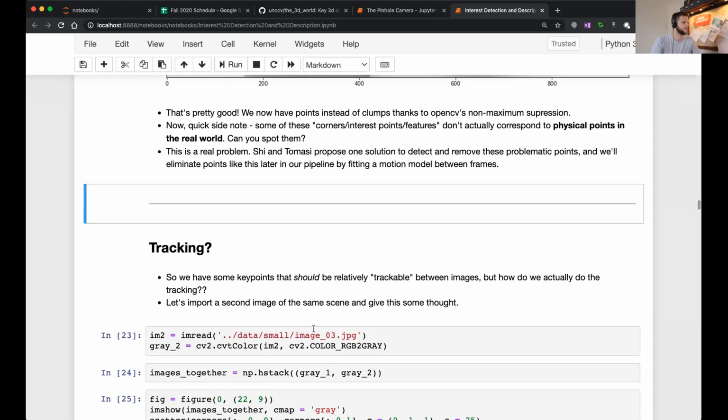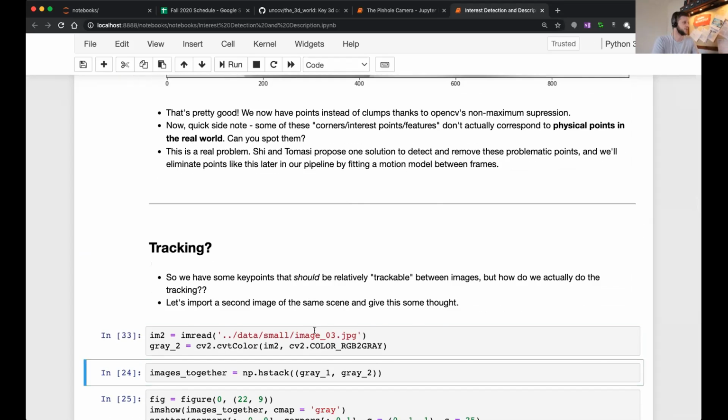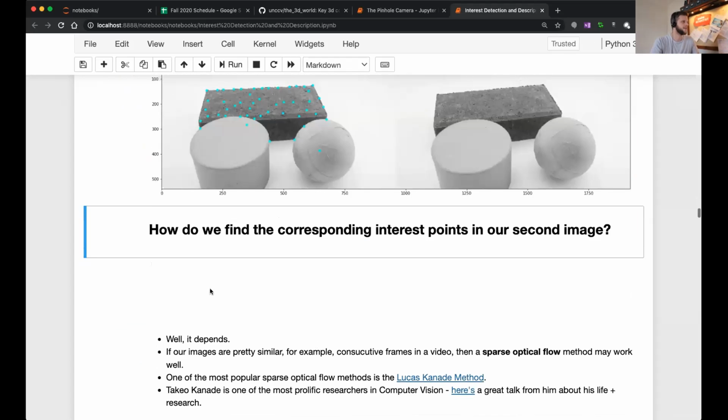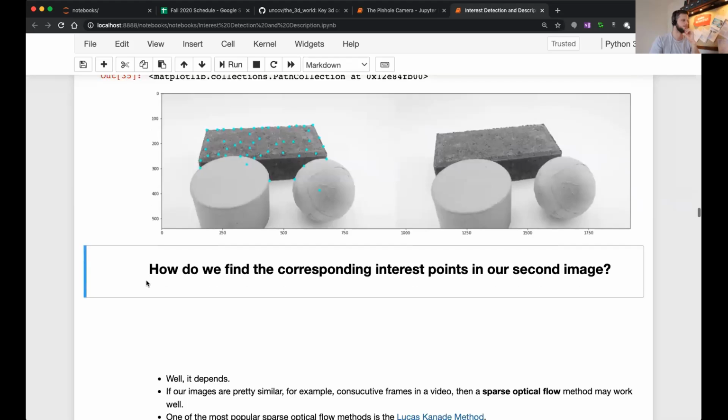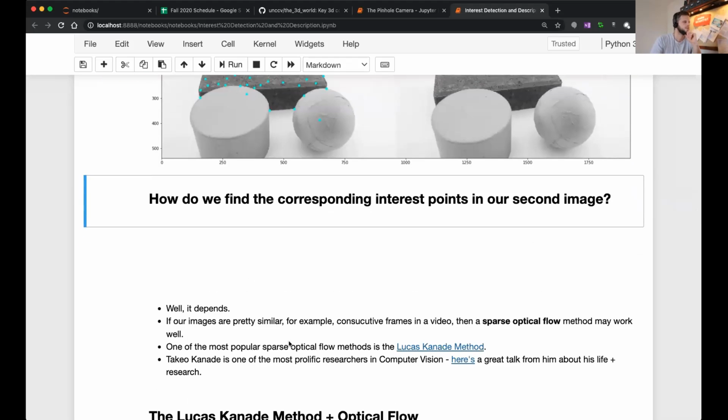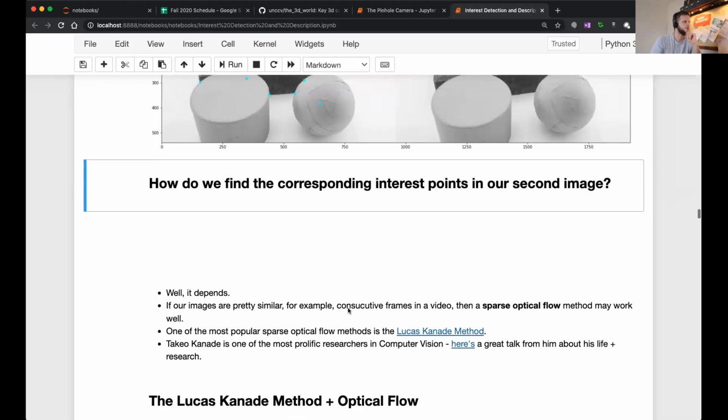Okay, so let's get into tracking. How can we track points from image to image? And again, the idea here is, hey, I've got some points, I found them. Now, can I find the same points in another image that's a little bit different? So notice this image, it's the same stuff, but it's from a different viewpoint, right? So can I track these points from image to image? There's a bunch of ways to do this. One of the simpler ways is to do something called sparse optical flow.